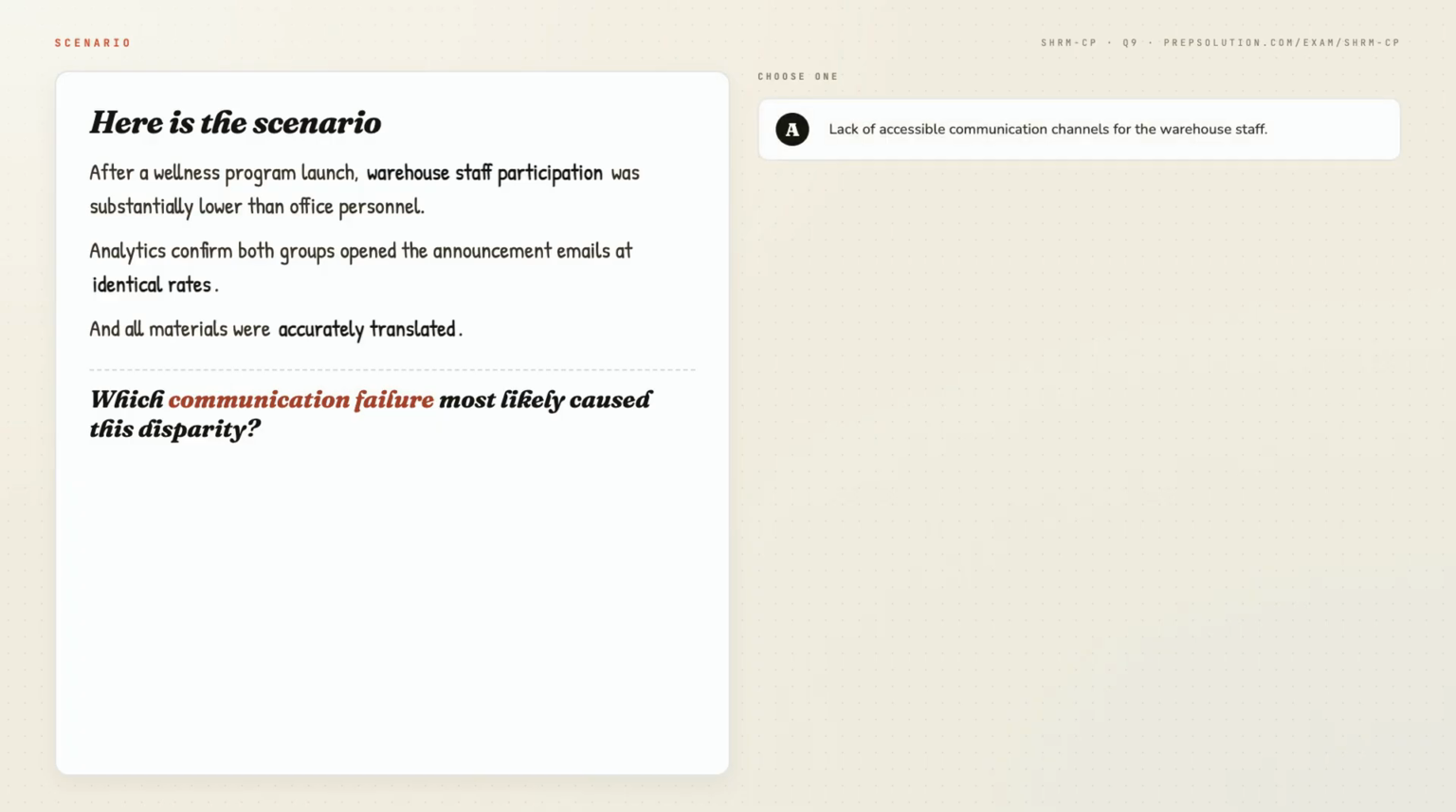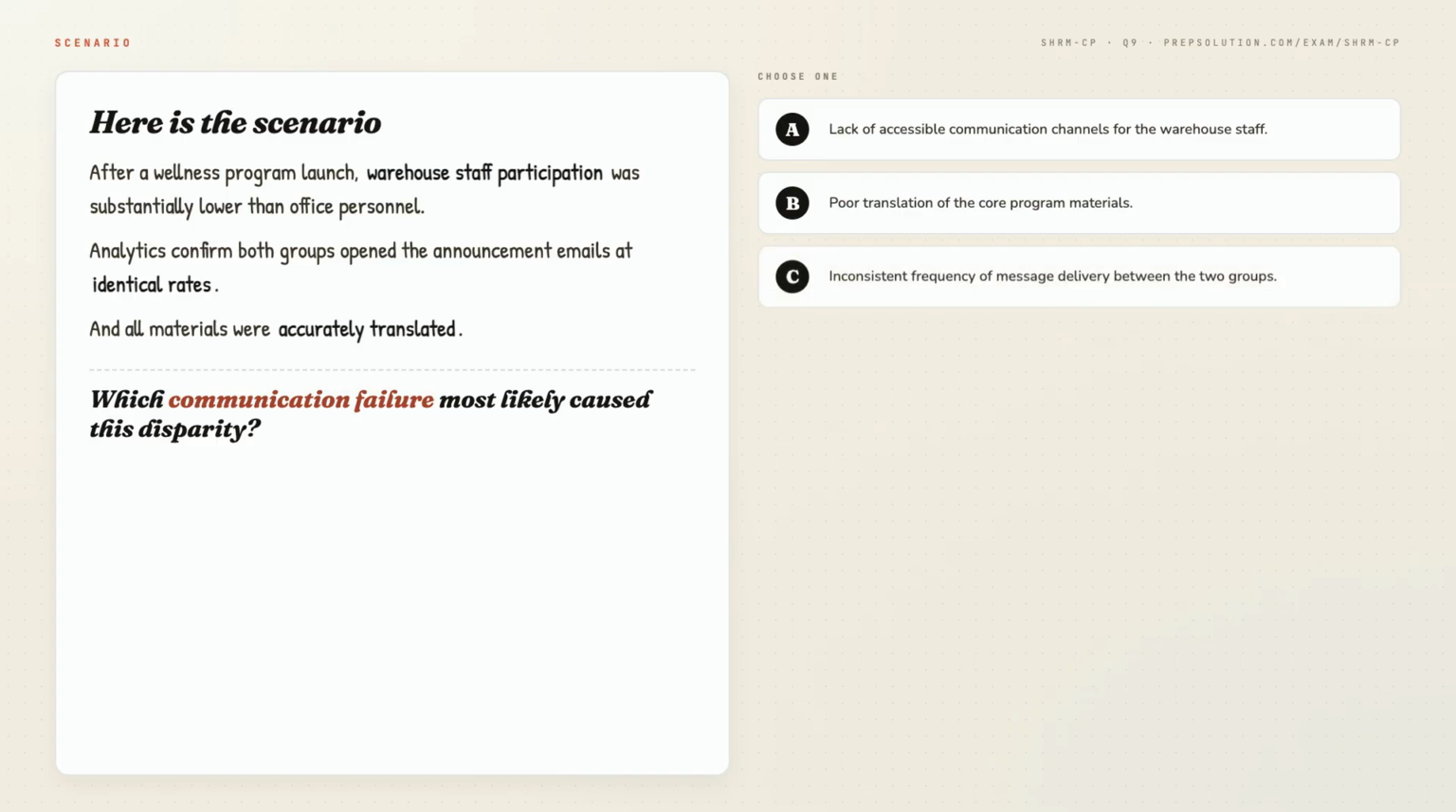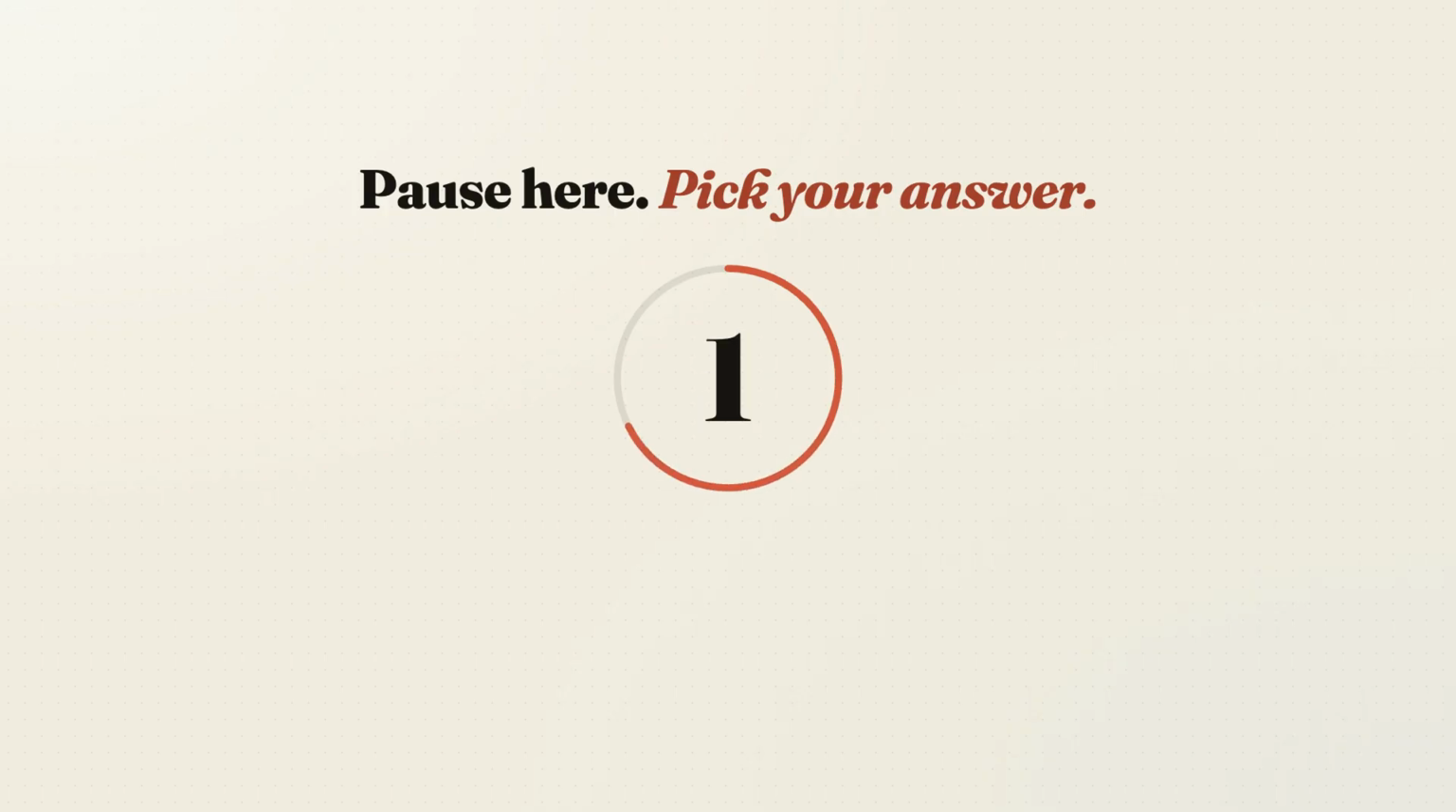Option A: lack of accessible communication channels for warehouse staff. Option B: poor translation of the core program materials. Option C: inconsistent frequency of message delivery between the two groups. Option D: failure to adapt the message to the daily realities of warehouse work. Pause here, pick your answer. Ready? The data already rules out 3 of these. Which one survives?